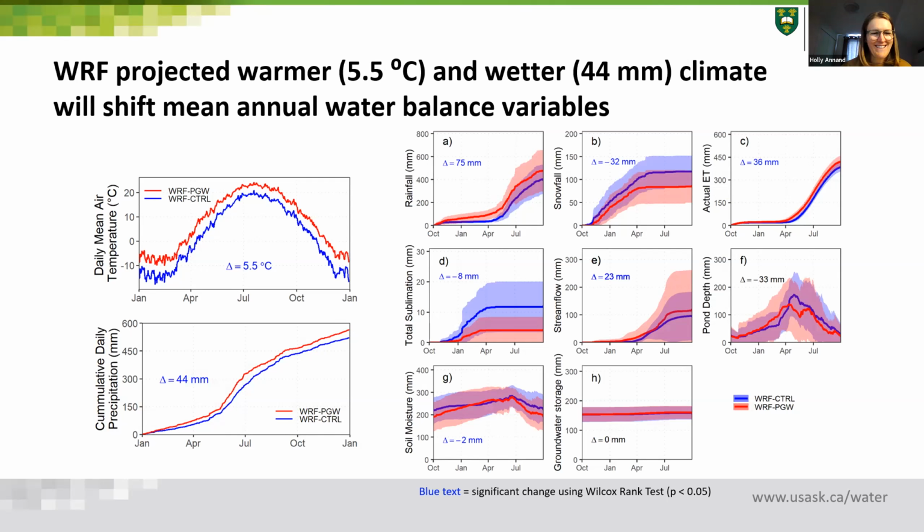That's from blue to red lines. And then on the bottom left is the increase in precipitation of 44 millimeters. These are mean values across the 15-year model period. Then the model outputs on the right here are the bunch of smaller squares.